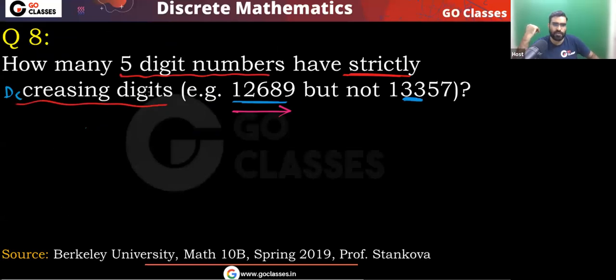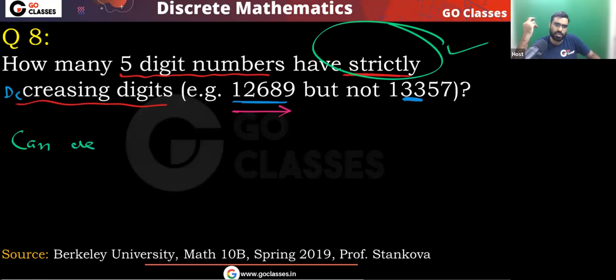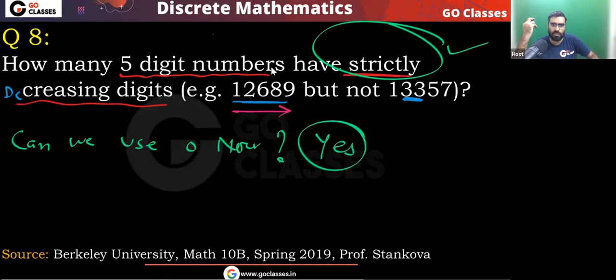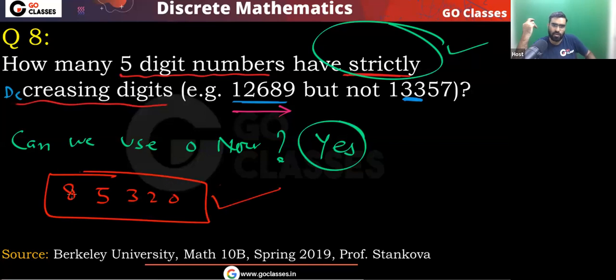And what about this variation now? What is the answer for this variation? Now you want strictly decreasing. Can you use 0 now? The answer is yes, you can use 0. For example, you can create this type of number: 8, 5, 3, 2, 0. This number you can create. Okay, so very simple.